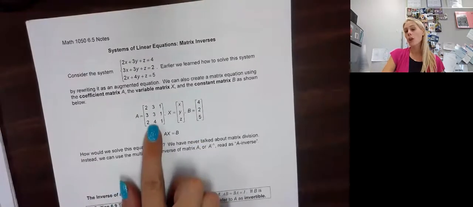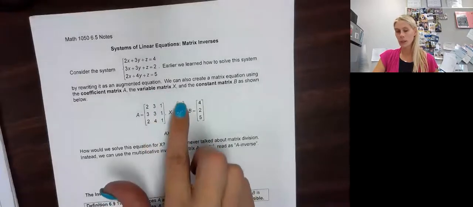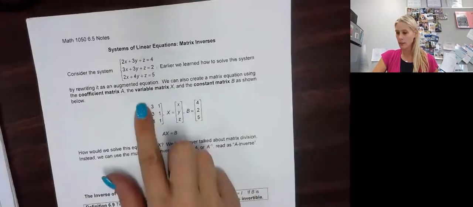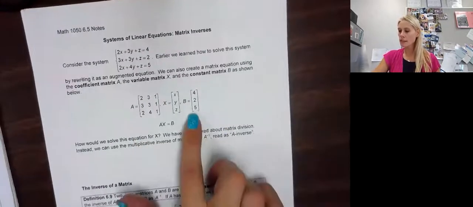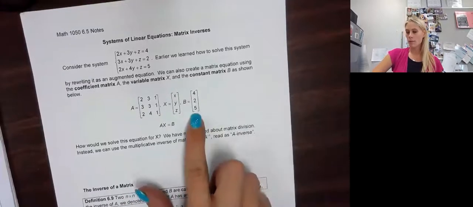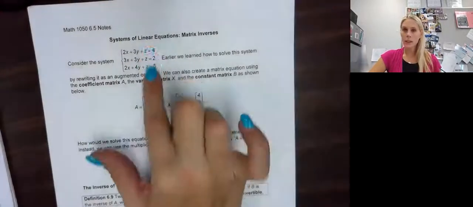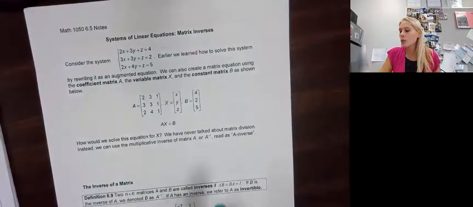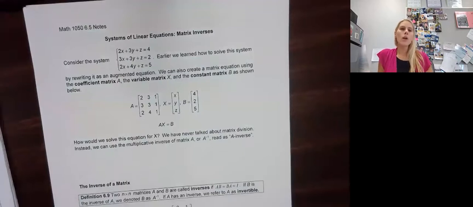So, of course, these are all the coefficients in front of the variables. The variable matrix, which is the order of our x, y, z, right? These are x's, y's, and z's. And then a constant matrix shown below. And then, of course, our constant matrix would be the answers to the equations. And what we need to do is find out what x, y, and z would make all of these true, right? So how would we solve this equation for the x matrix?